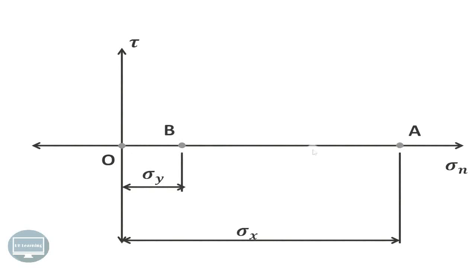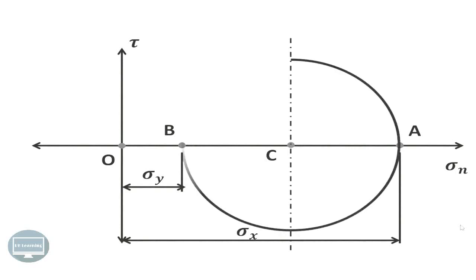So find the midpoint of AB. Suppose that midpoint is C. With C as the center and CA or CB as the radius, you can draw a circle, and this circle is known as the Mohr circle.